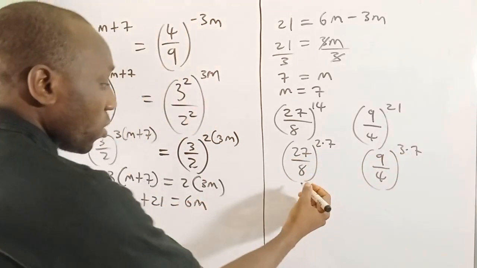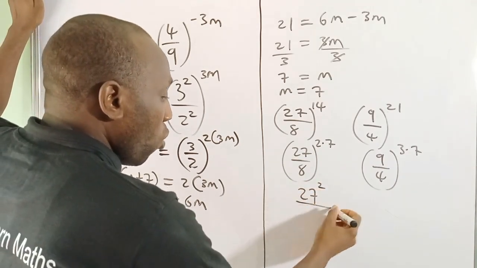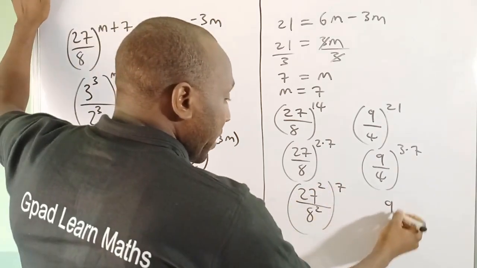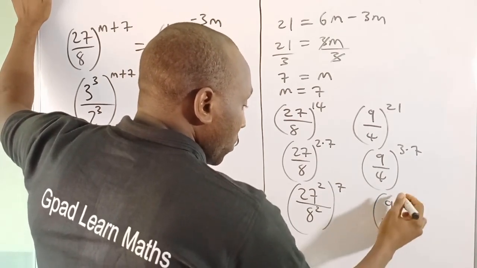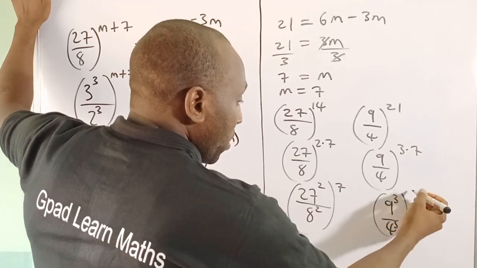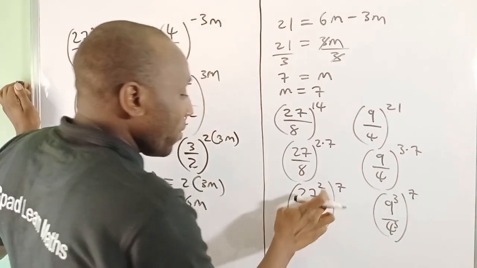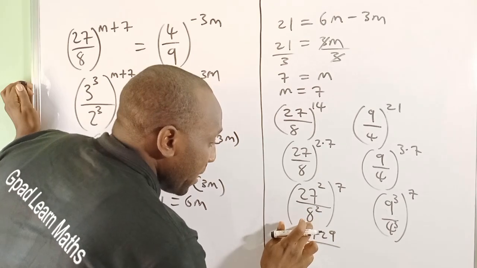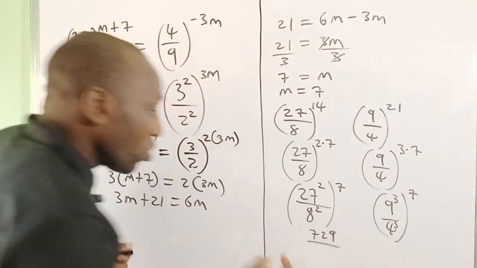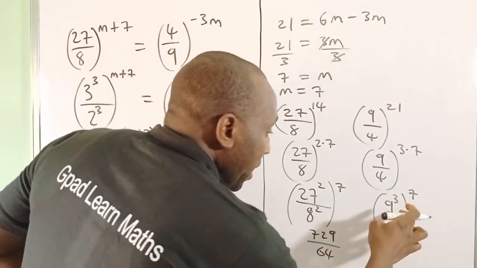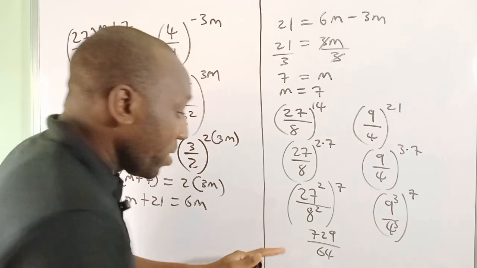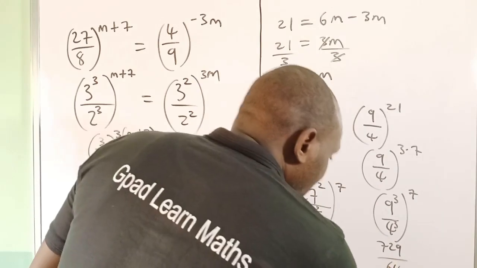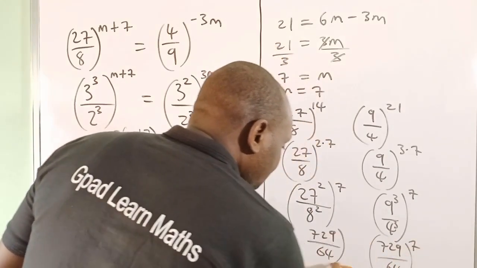After applying 2 to 27 and 8, and 3 to 9 and 4, it's going to be 27 raised to the power 2 over 8 raised to the power 2, all raised to the power 7. Then the same thing here, 9 over 4 raised to the power 3, and then raised to the power 7. So what is 27 raised to the power 2? It is 729. And what is 8 raised to the power of 2? That's 8 times 8, which is 64. And let's see this one. 9 raised to the power 3, 9 times 9 times 9 will still give you 729. And 4 raised to the power 3 is 64. Then we have the exponent of 7 here.